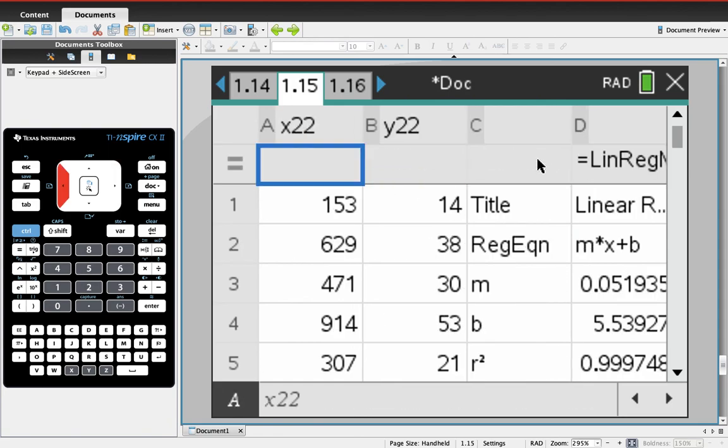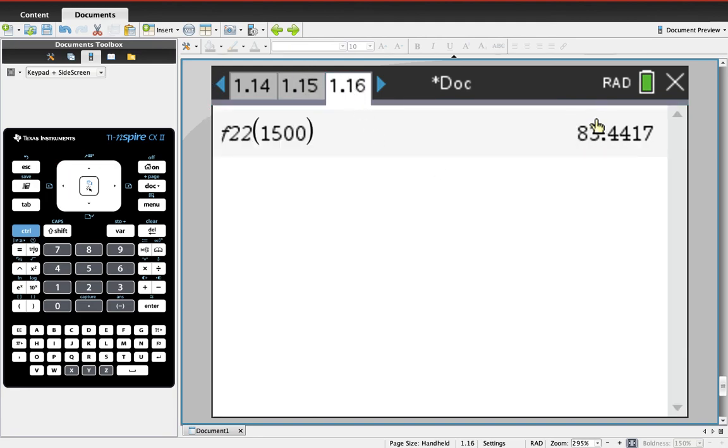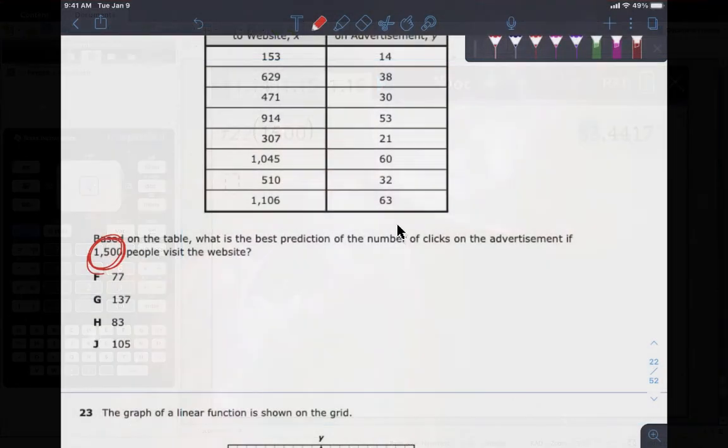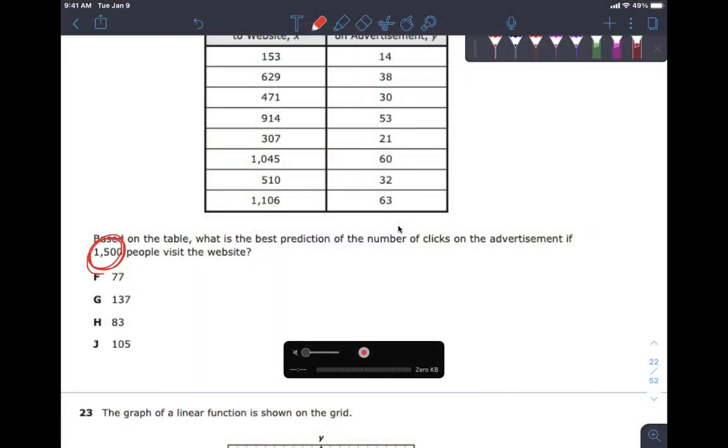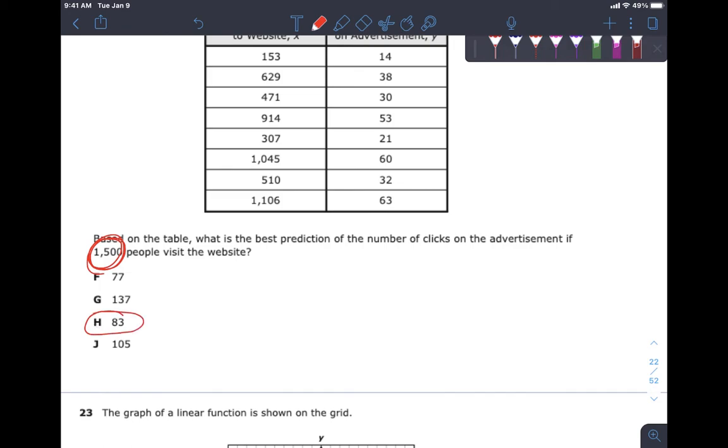I'm not going to go through all that complex craziness, but this is going to be our answer. F of 22 of 1500 equals approximately 83. So if I would have taken that equation, plugged in 1500, done all those things, I still would have arrived at approximately 83. So my correct answer is most certainly H.